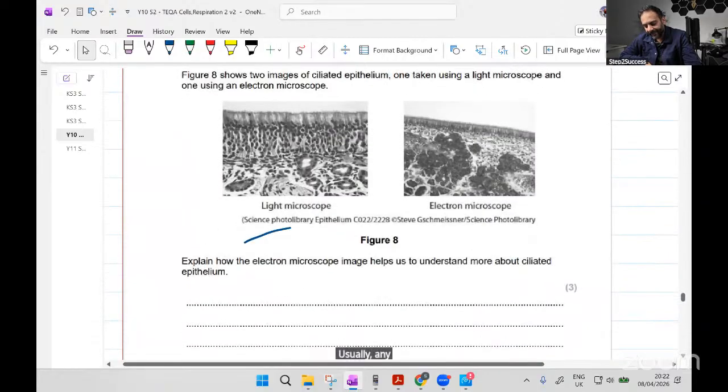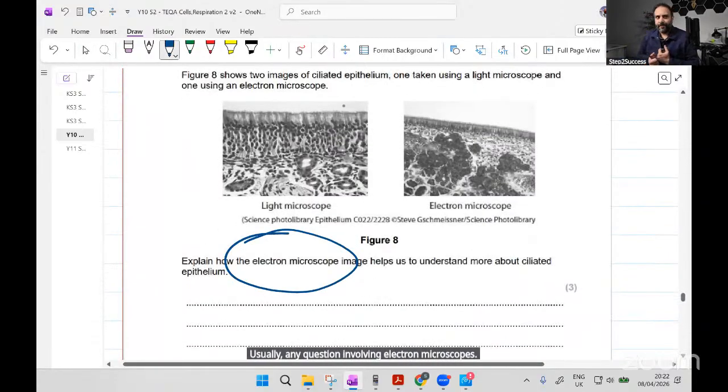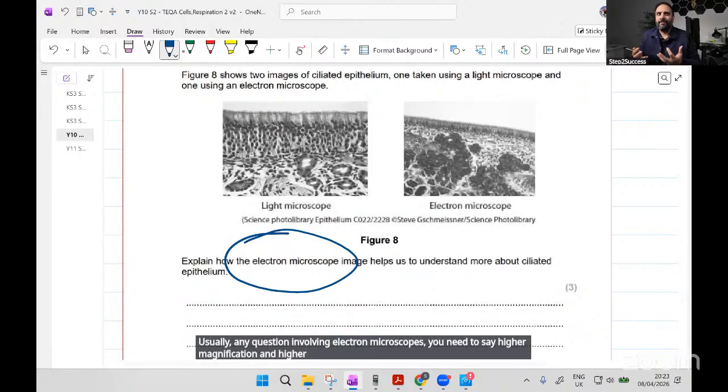Usually, any question involving electron microscopes, you need to say higher magnification and higher resolution. They're kind of the two key things to say about them.